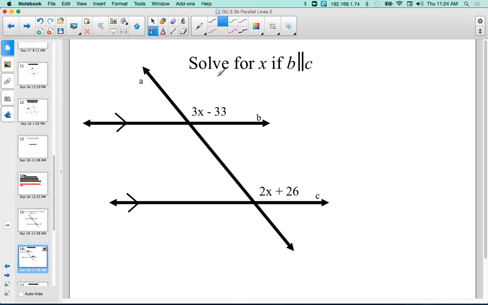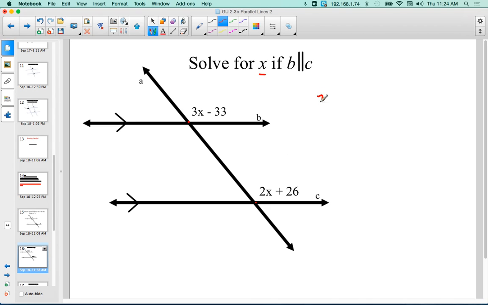So we're going to solve for x here. Now, in this case, it's not asking for an angle measure. It's just asking for x. So let's go ahead and set that up. We have to identify the type of angle pair we have. Now, here's our intersections. Looks like this is interior, that's exterior. I think we have a pair of corresponding angles, which will be congruent.